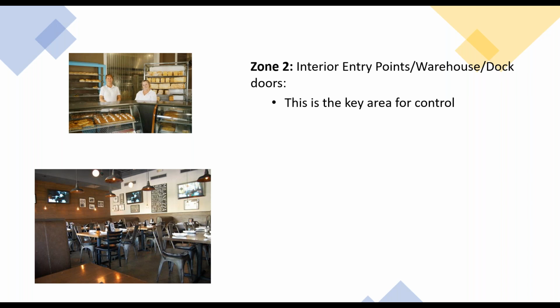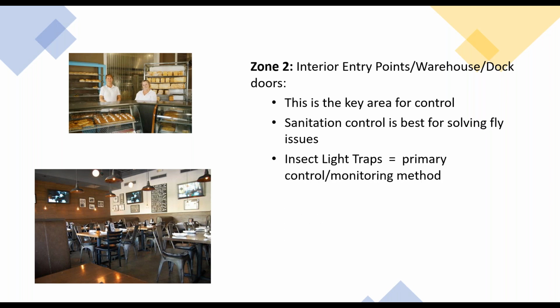This would be something like where you're dining in a restaurant and let's say you have some flies flying around your food, things like that. Obviously you don't want that. And this is where you want to work with your customer on sanitation, to help control flying issues. But insect light traps are a primary control for monitoring in these particular locations, because again, you cannot use chemicals at the interior of a location, especially when there's food present.